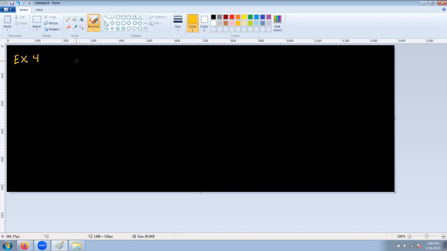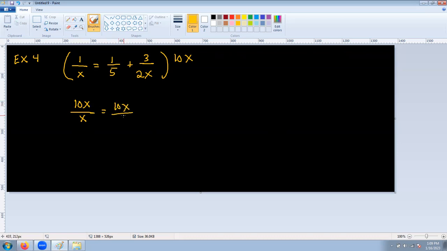Okay, so example 4, we have 1 over x equals 1 over 5 plus 3 over 2x. So how do you do this? Well, there's a couple different ways on how to do this. Sometimes the best thing to do is just to multiply by the LCD, so the 10x there. So this is 10x over x is equal to 10x over 5 plus 30.